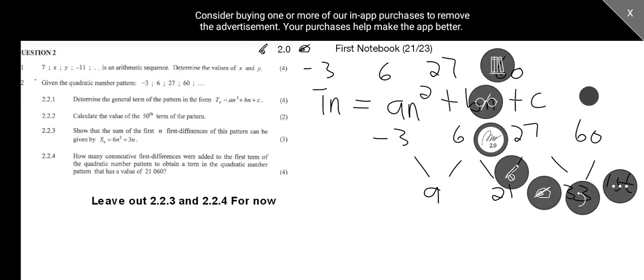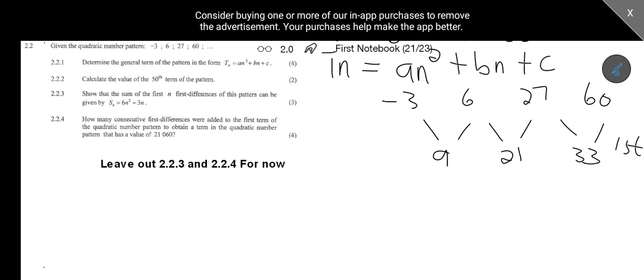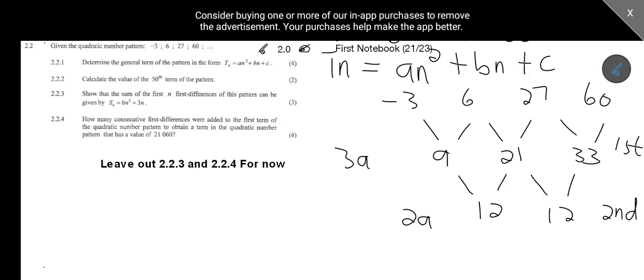So we're going to come with the second differences from the first differences. We're going to say that 21 minus 9 gives us 12. And we know that 33 minus 21 must give us 12 as well, since we have said that the second differences of a quadratic sequence are constant. On the second difference, we say 2a. On the first differences, we're going to say 3a plus b. And on the given sequence, we're going to say a plus b plus c.